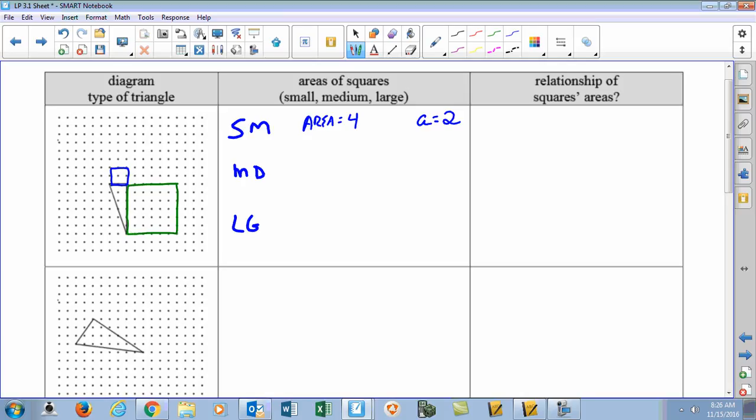what's my area? If the side length is 6, how do we find the area of a square? Which is 36. So the area of the medium square is 36, which means my side length is 6, right? Square root of it. So that's the B side, 6.